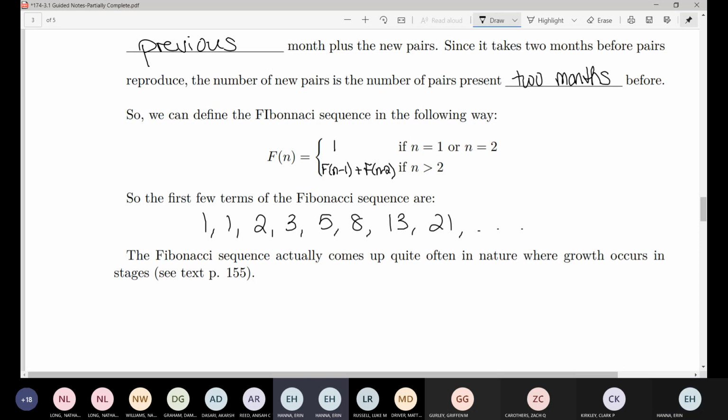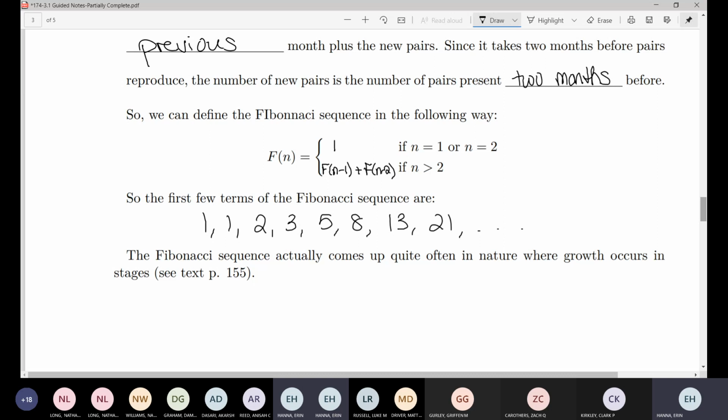It was F sub n minus 1 plus F sub what? F sub n minus 2. And I should have put some more space in there so I could have actually written it nicely. But there are actually a lot of places in nature where the Fibonacci sequence shows up, which is just really, really cool to me. But anyway, that's the Fibonacci sequence.